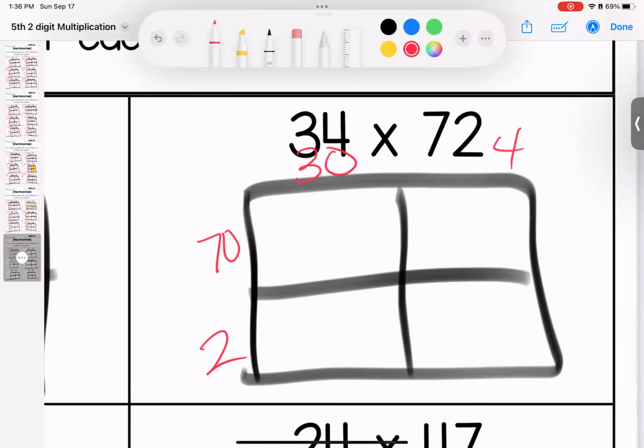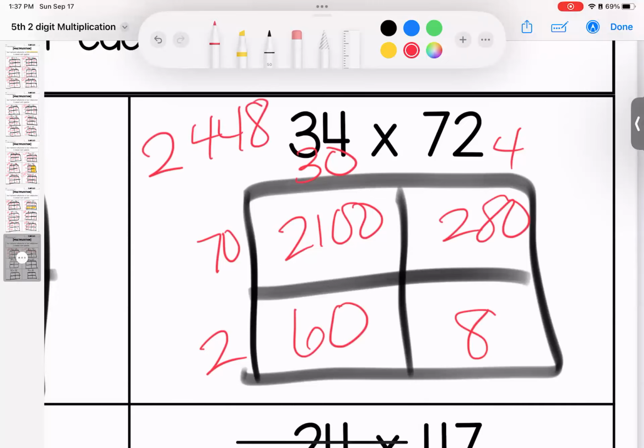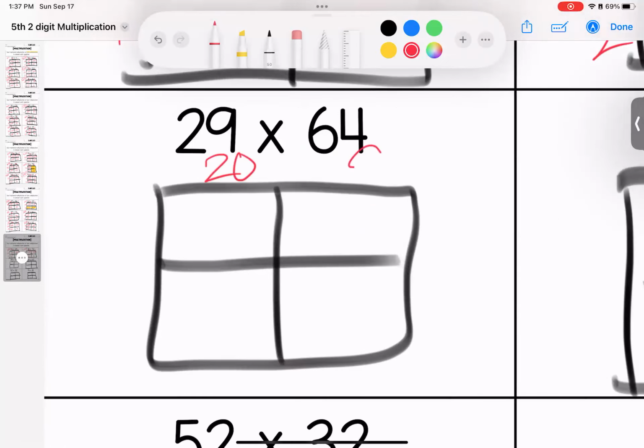7 and 3, 21, 2 zeros. 7 and 4, 28, 1 0. 2 and 3 is 6, 1 0. 2 and 4 is 8. 2,448. 20 and 9, 60 and 4 for 29 times 64. 6 and 2 is 12, 2 zeros.